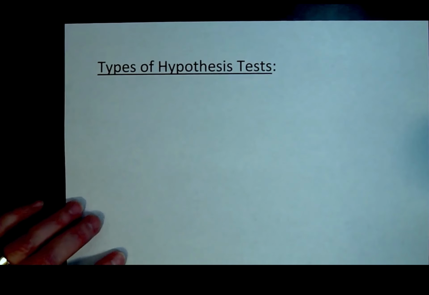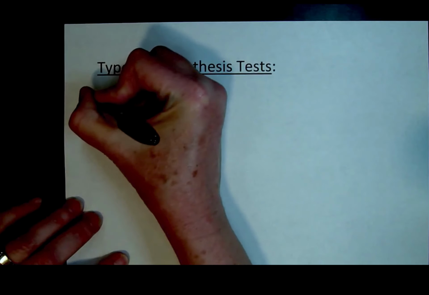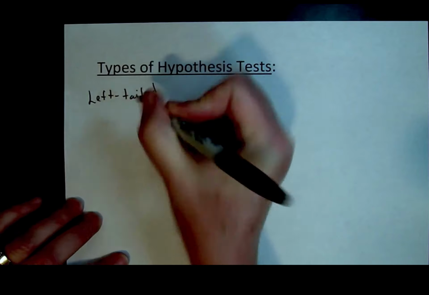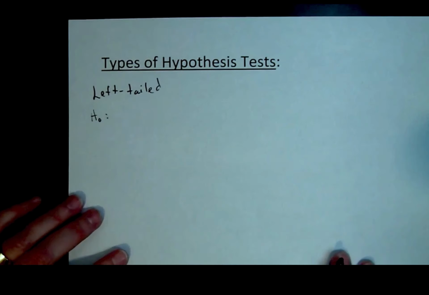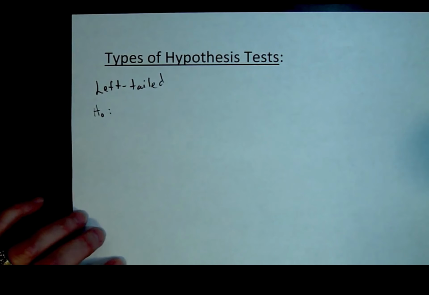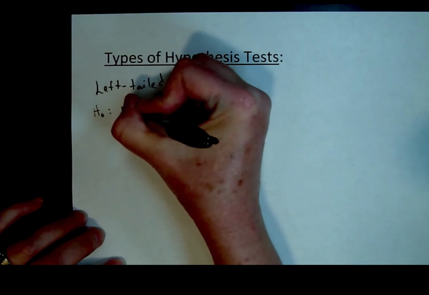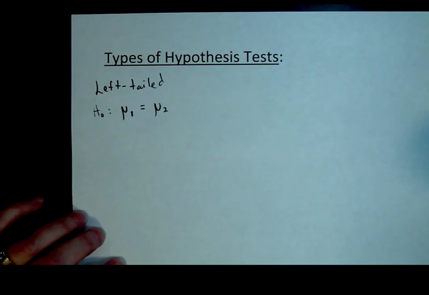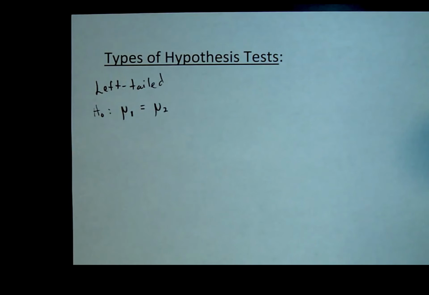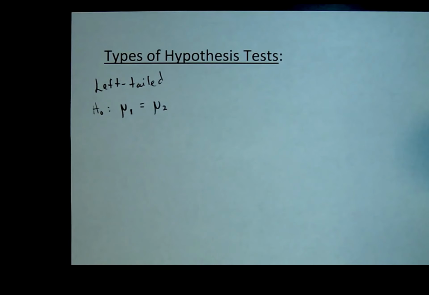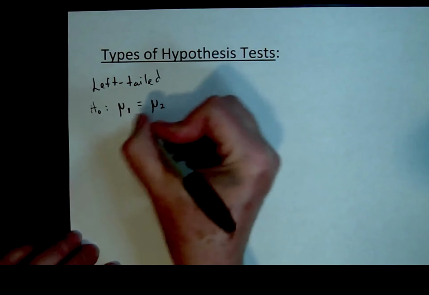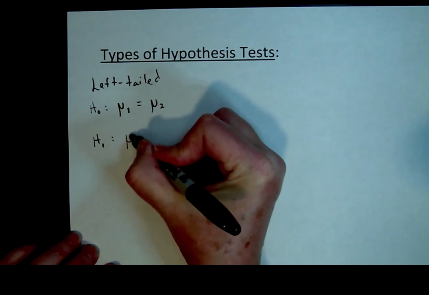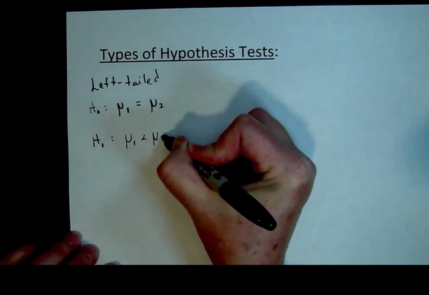So the types of hypothesis tests that we would do, we might do a left-tailed test, in which case the null hypothesis will always be that the means are equal. So your null hypothesis will always have an equal sign in it because it's assuming no difference between values. Okay, and for a left-tailed test, that's going to be if we're testing that mu1 is less than mu2.